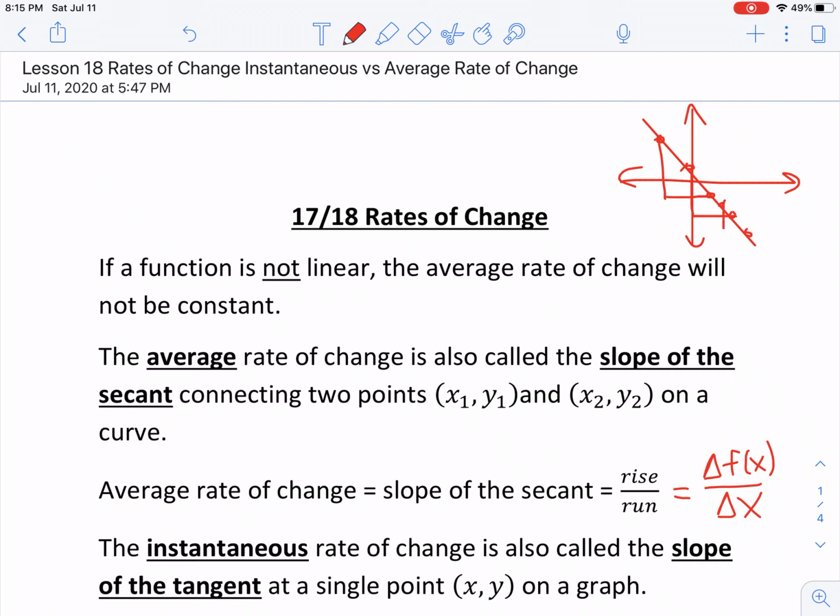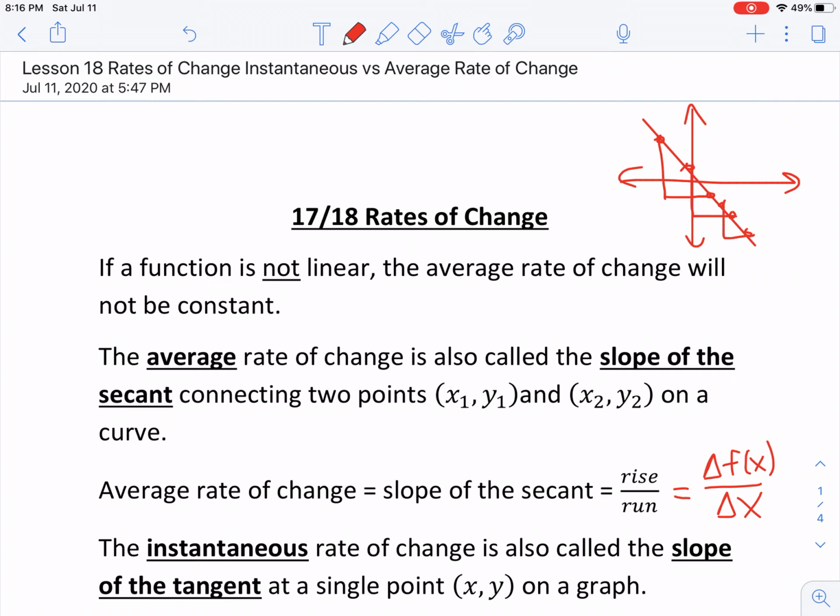And that slope stays the same between any 2 points that I pick on the line, because you're doing the rise divided by the run, and it stays constant. That's what makes it a line. That doesn't hold for curves. So that's the first thing we want to make sure that we understand, is that if a function's not linear, the average rate of change will not be constant.